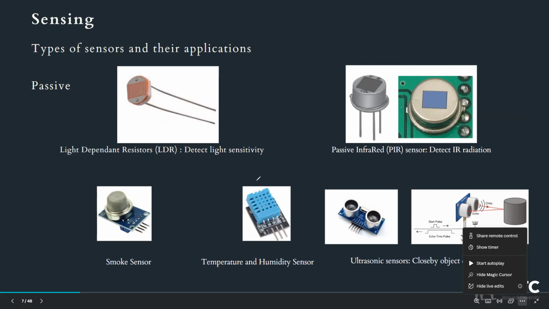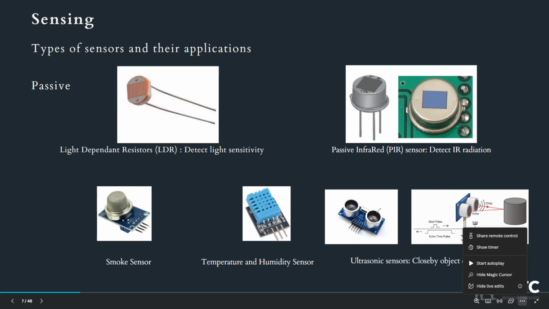Next, the temperature and humidity sensor. I think I don't need to explain that much. It measures basically the temperature in the environment and the humidity level in the environment. So it can measure both these parameters, and it can give the outputs of both these parameters separately.